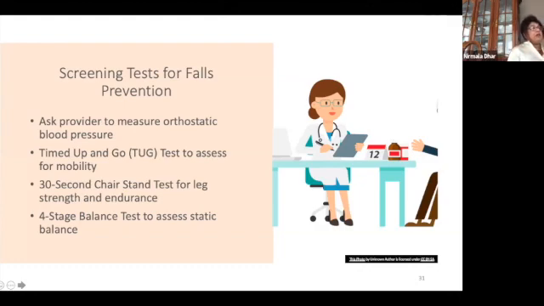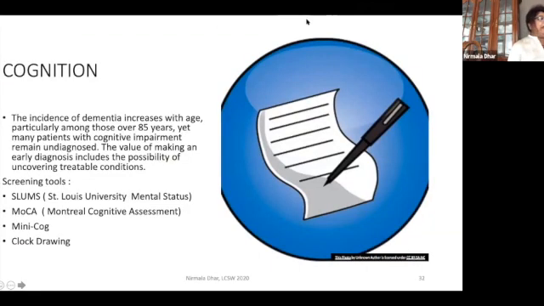Yet many patients with cognitive impairment remain undiagnosed. In fact, recently the Alzheimer's Association released a study which said that in primary care settings, where large numbers of older adults come, only 16% of patients were ever screened for cognition. So the value of making an early diagnosis, next slide, please. The value of making an early diagnosis includes the possibility of uncovering treatable conditions. There could be what we call pseudo-dementias, where if you rectify the underlying causes, the person's cognition will improve. Again, remember the 4 M's. Mentation was a big part of it.